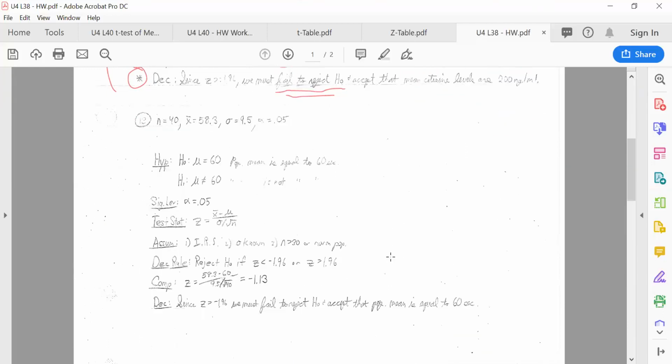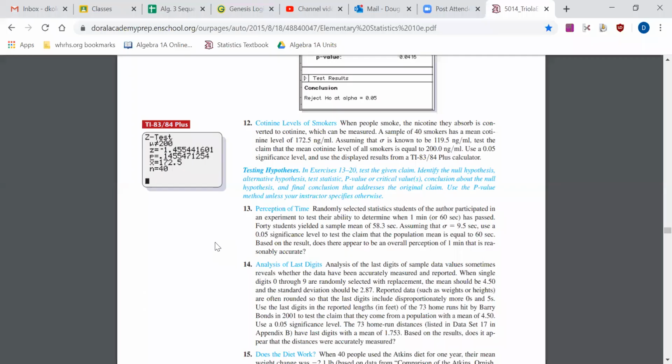And again, this goes faster as we get more and more experienced with this. Let me get back to the book. Number 13 says, randomly selected statistics students of the author participated in their experiment to test their ability to determine when 60 seconds have passed. I really wish I could have done this with you that day. Or maybe I did. 40 students yielded a sample mean of 58.3 seconds. Assuming that sigma is 9.5 seconds, use the 0.05 level to test the claim that the population mean is equal to 60 seconds. All right, so let's go back to our homework.